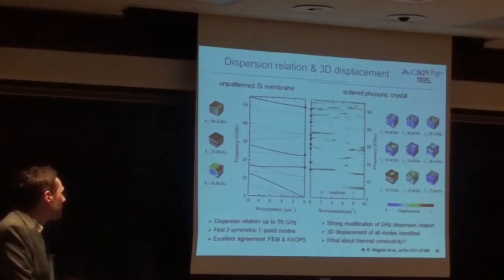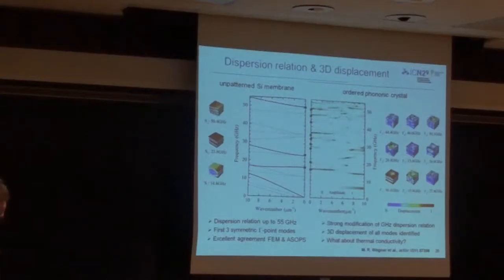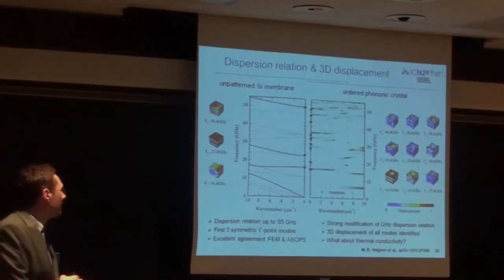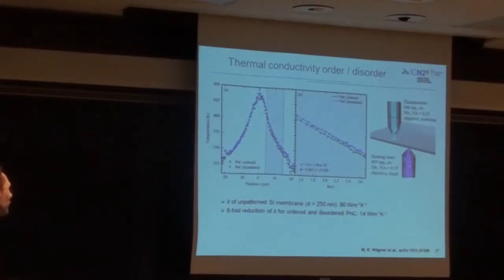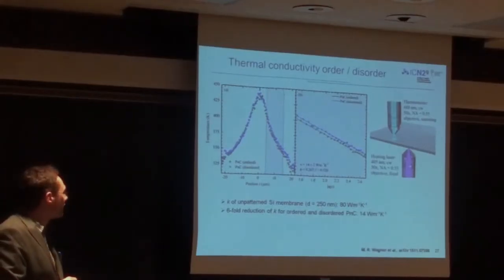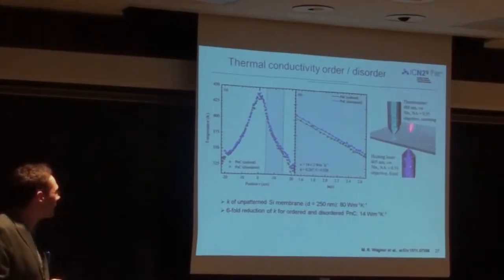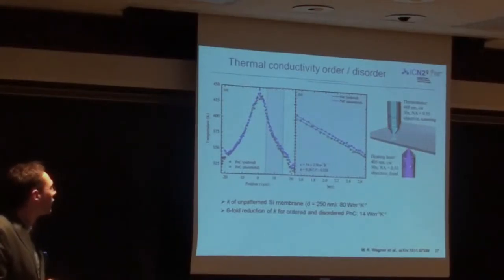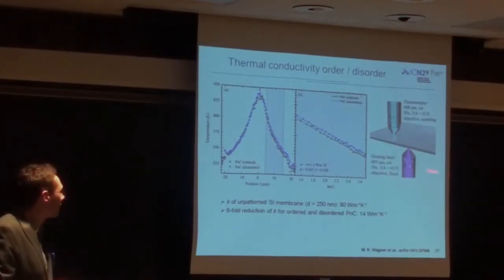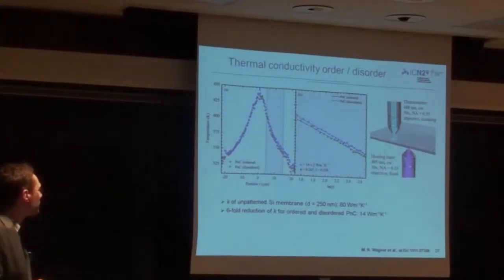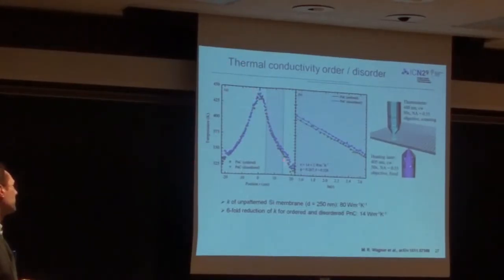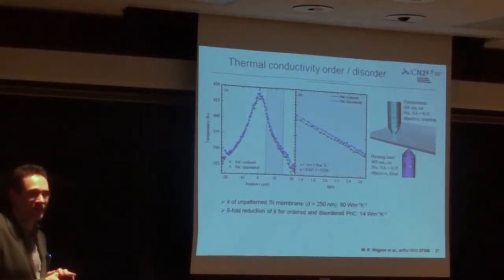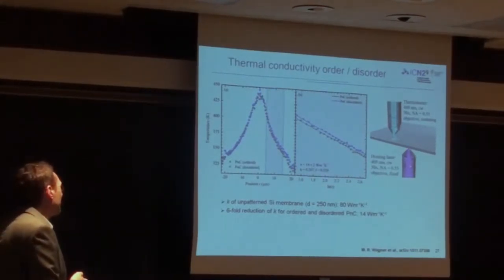So the question that we were asking: we see we have a lot of modification here in the material in the hypersonic range, but what happens with the thermal conductivity? So in order to study that, we go back to the concept of the two-laser Raman thermometry. Again, we have a fixed heating source. Again, we are basically probing with our low power Raman laser the temperature distribution. And what we can see is that the phononic crystal in the ordered and in the disordered lattice have exactly the same temperature profile. So we are obtaining basically a thermal conductivity of 14 watts per meter Kelvin in both cases.